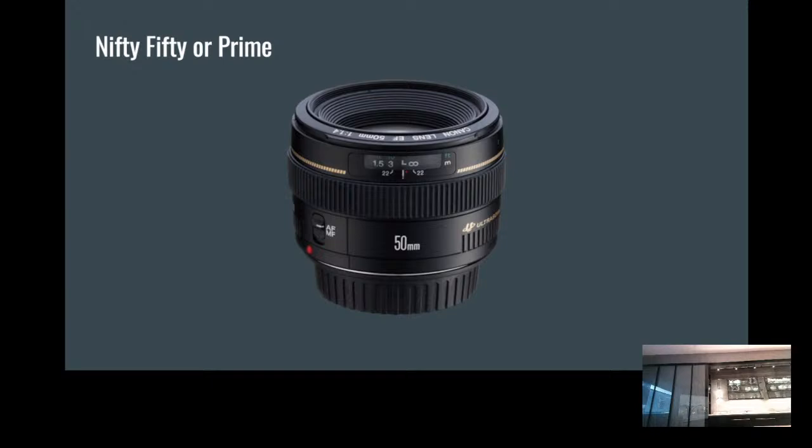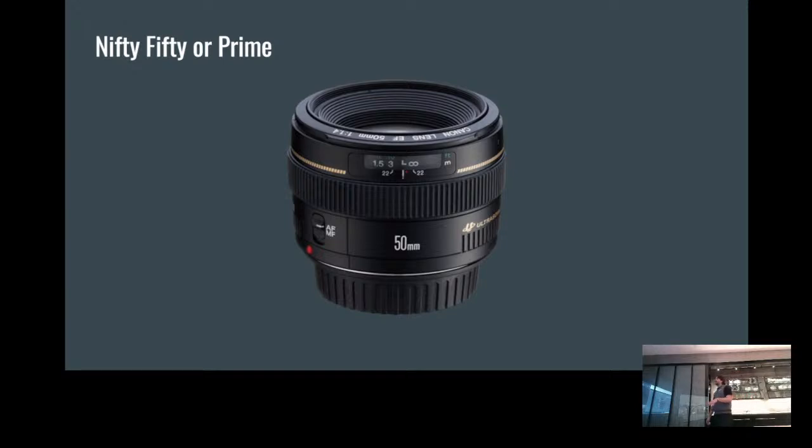Now, while that was a kit lens, that was also a zoom lens. This lens is not a kit lens, but it's also not a zoom lens. We would call this the Nifty 50 because it's a 50 millimeter and it's pretty darn nifty. Or we would call this a prime lens because a prime is a single number, which is a 50 millimeter.